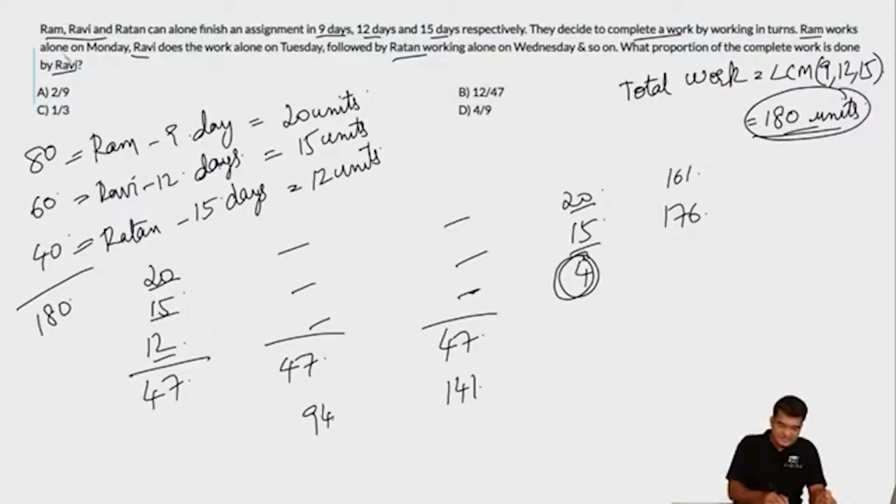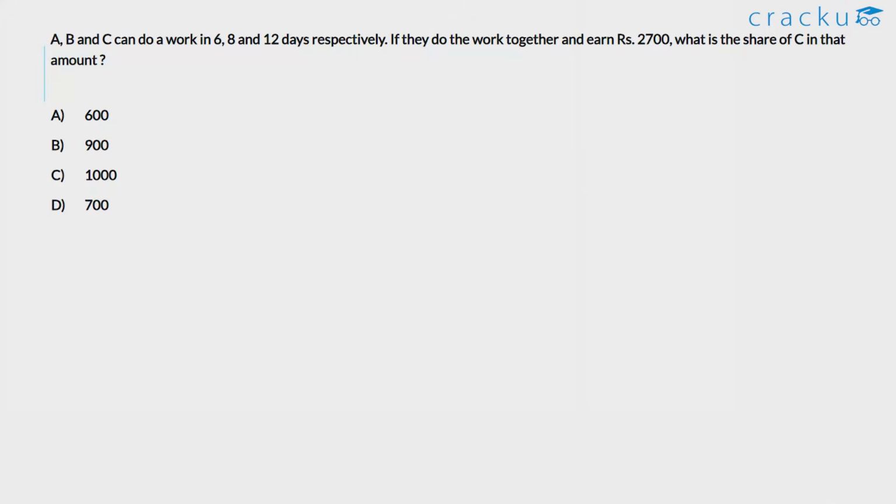In this, what is the fraction of work done by Ravi? That will be 60 divided by 180, which is equal to 1 by 3. This will be the answer. So the correct answer is option C.